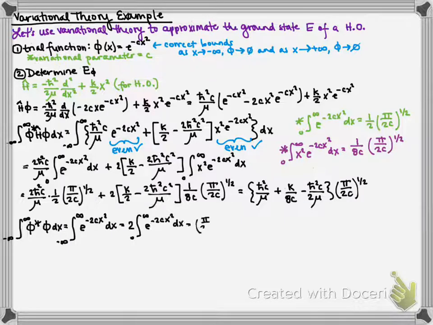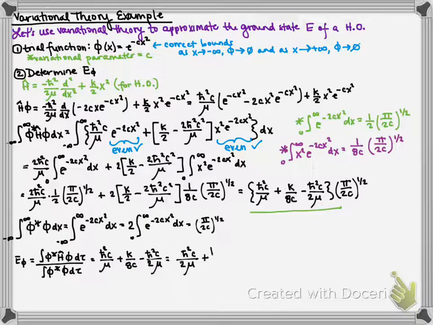So we already know what that integral is, and we can go ahead and plug all of that in. We're just going to end up with square root of π over 2c. So now you see maybe why I left this out over here. Okay. So the energy with respect to φ is this integral result divided by this integral result. So let's do that, and we're just going to write these constants back. And so we're going to get ħ²c/μ plus k/8c minus ħ²c/2μ, which we can simplify and combine to get ħ²c/2μ plus k/8c.